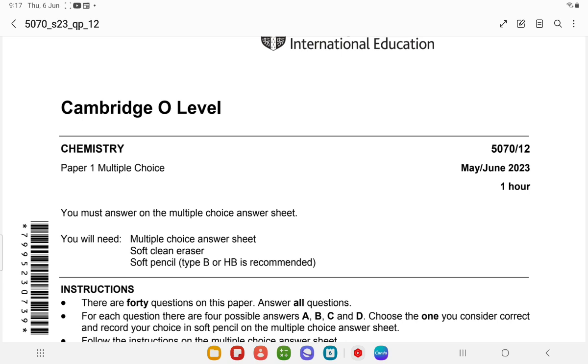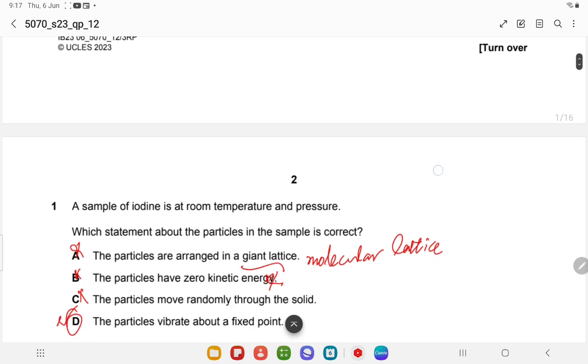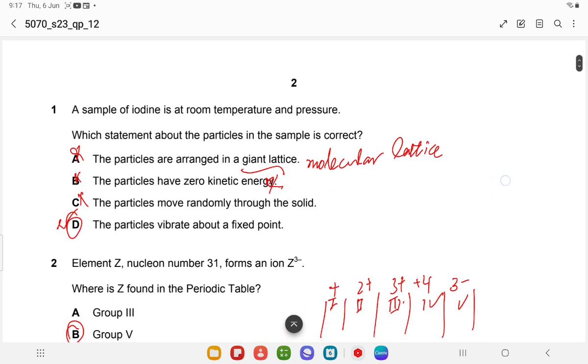In this video I will discuss 5070 variant 1 to May June 2023 paper. Question number 1. Let's discuss question number 1. A sample of iodine is at room temperature and pressure. Which statement about the particles in the sample is correct?